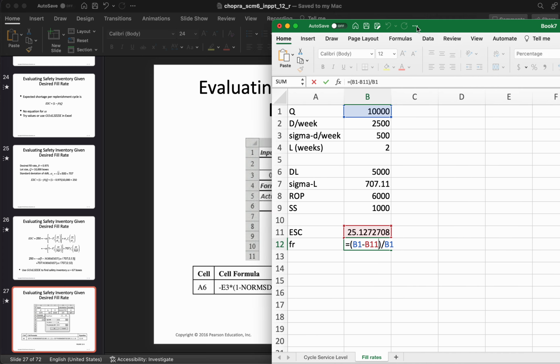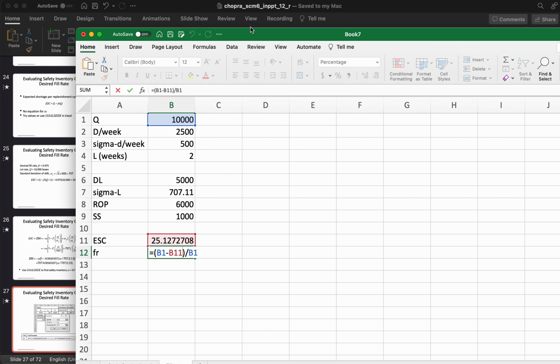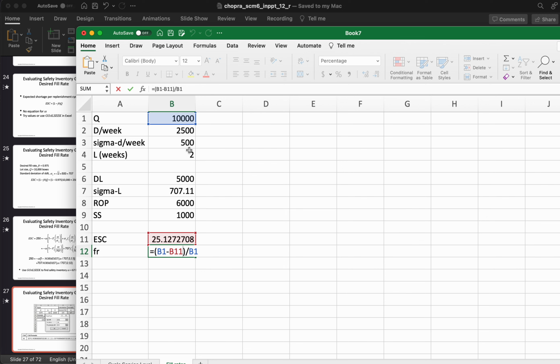We don't have to write it exactly the way they did it. So we know that capital Q is 10,000. We know that DL is 5,000. We know sigma L is 707, right? So if we want our desired fill rate, let's say that we want our fill rate to be 0.975, right? So we want it to be 97.5%. That's what we want our fill rate to be. If that's the case, we can calculate our ESC.